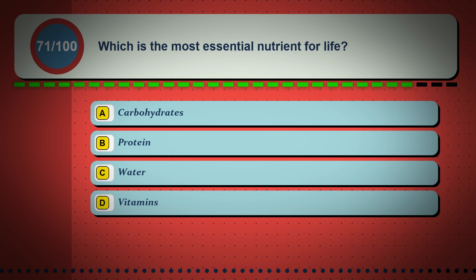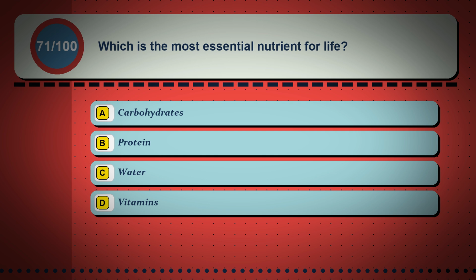Question 71. Which is the most essential nutrient for life? Option A. Carbohydrates. Option B. Protein. Option C. Water. Option D. Vitamins.